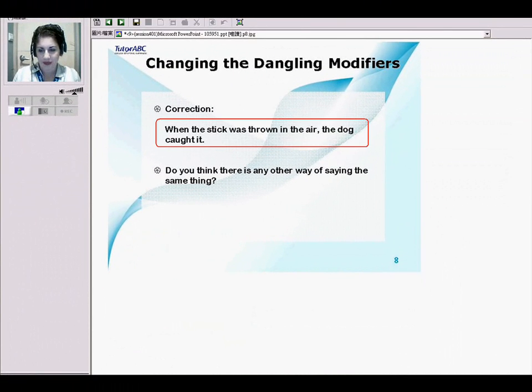Dog caught it. Now, did you think of any other ways to say this? Yes, some of you wrote in some really good ways, so I'm going to write them up here. The dog caught the stick that had been thrown in the air.